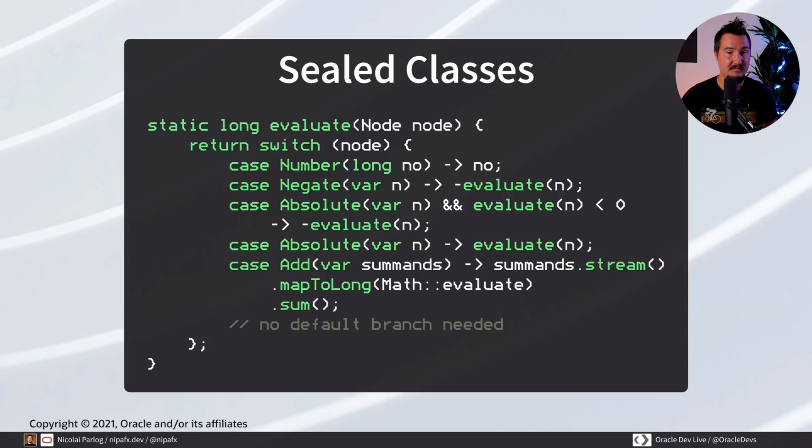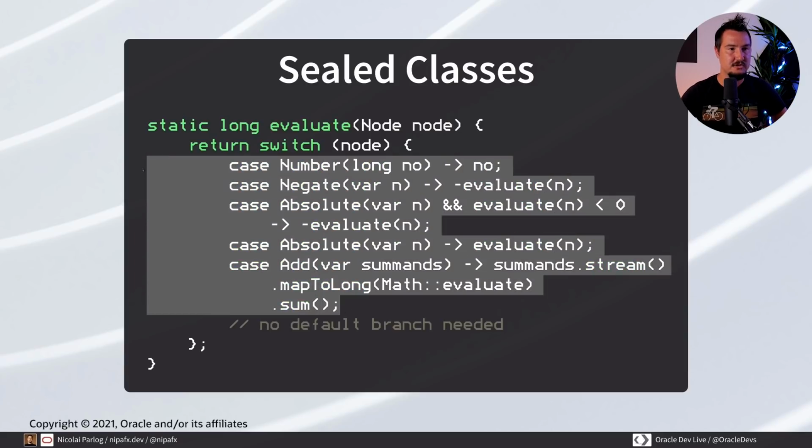Now it's the same code as before, but the default branch is gone. So that means that not only did I save a line of code, which is not important at all, what is important here is that the compiler understands that this interface can only have these 4 implementations, and then it understands that this switch is complete. So it will be happy without having a default branch.